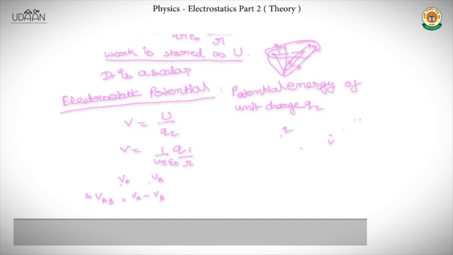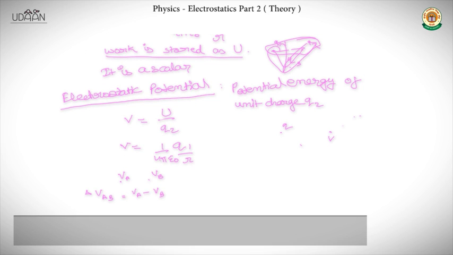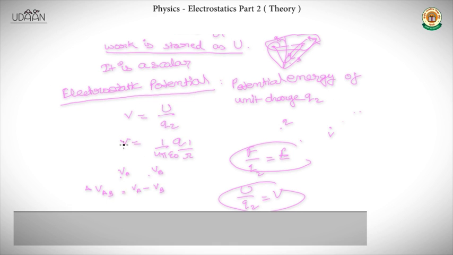We do the same in the case of electric field. If we wanted to calculate the electric field, we took the charge Q2 as 1. Since F by Q2 is equal to E, similarly U by Q2 is equal to V. So remember this. And the formula will be V is equal to 1 by 4 pi epsilon naught Q1 by r. Now there are 2 points A and B, and at those 2 points, potentials are defined, VA and VB. Then the potential difference VAB is simply VA minus VB.